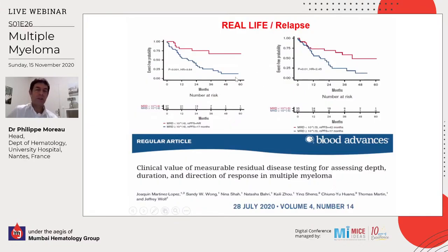Those slides were showing the same results. And is it true outside clinical trials, in real life? This is also the experience of the group in California from Thomas Martin and his colleagues. We have here the outcome of patients treated in real life, either reaching MRD negativity at 10 to the minus 5 or 10 to the minus 6. And you see definitely that in terms of PFS, we have a better outcome in the relapse setting in routine life with MRD negativity versus MRD positivity.